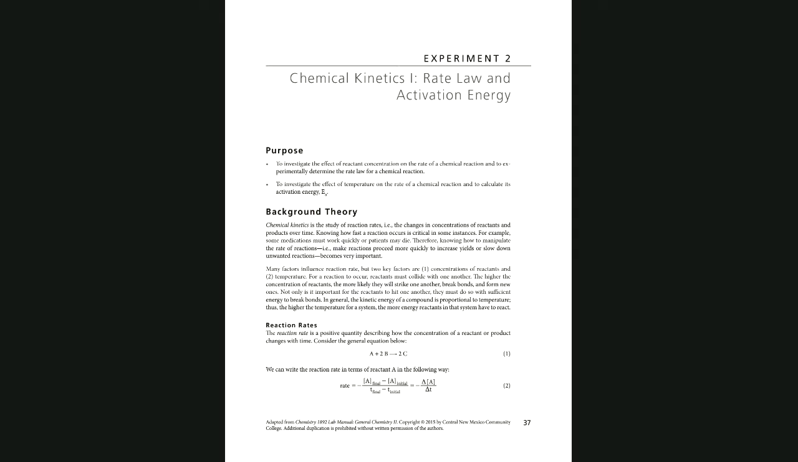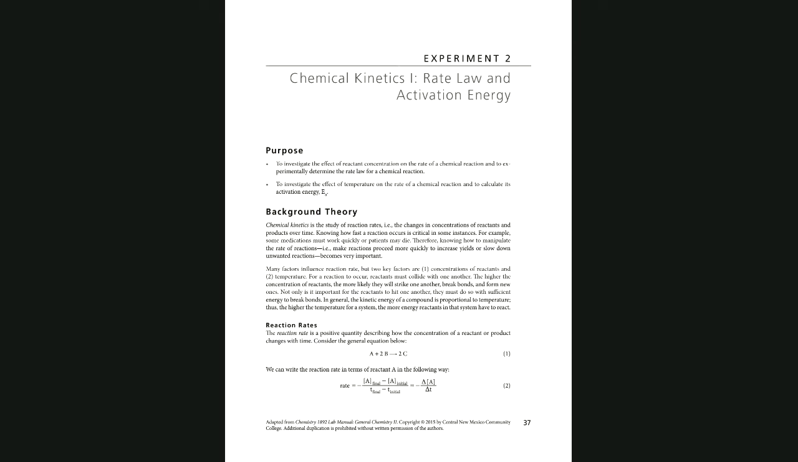Sometimes it's a direct one-to-one. That means if you double the concentration, the rate is going to double. If you triple the concentration, the rate is going to be tripled, and that means the rate of the reaction is first order with respect to that specific reactant. A zero order means that, what does zero order mean? It means if you change the concentration of that specific reactant, the rate is not going to change. So that means zero order reaction.